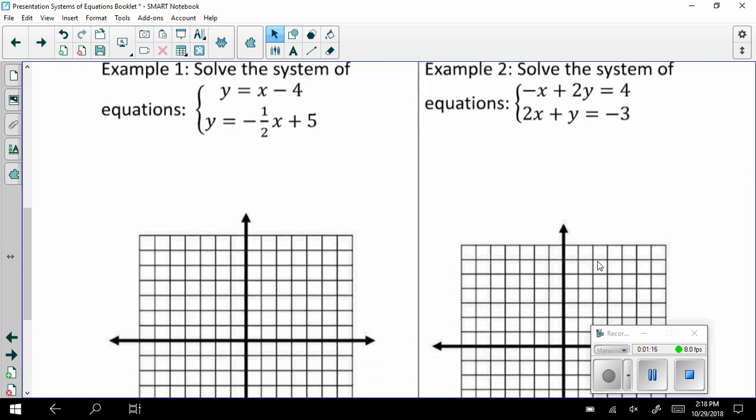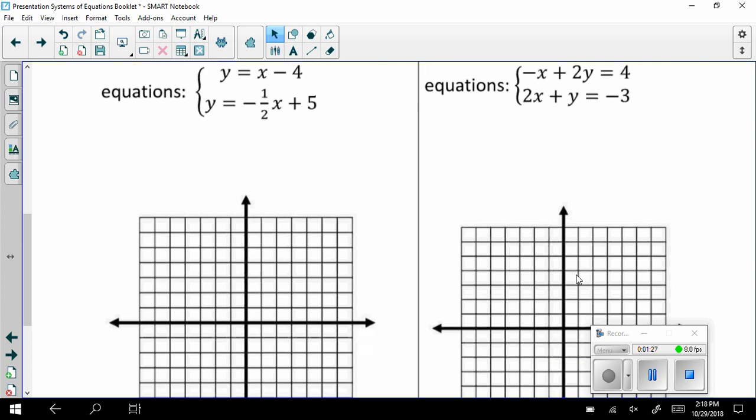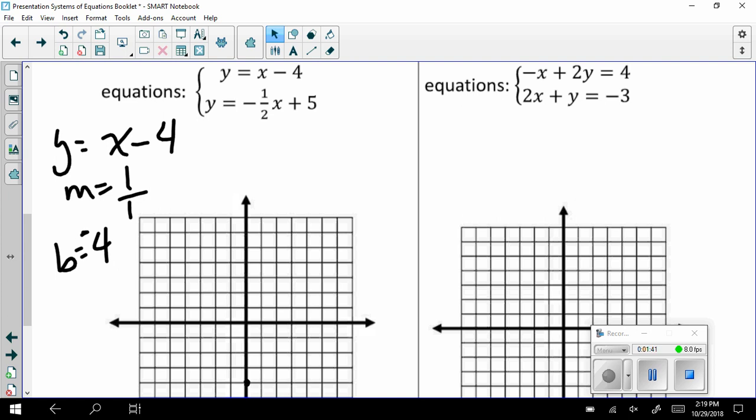So in example 1, we have this system, y equals x minus 4 and y equals negative 1/2 x plus 5. These are both in slope-intercept form, so I can go straight to graphing. For my first one, my slope is 1 and my y-intercept is negative 4. So I'm going to go down to negative 4, put a point on my y-axis, count my slope of 1. So up 1 to the right 1.